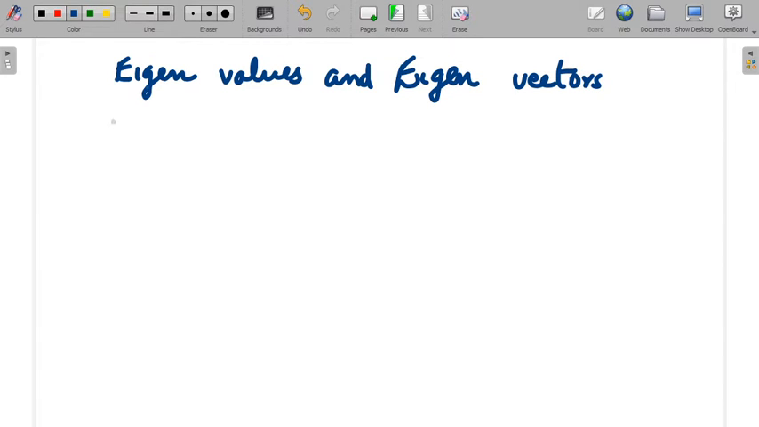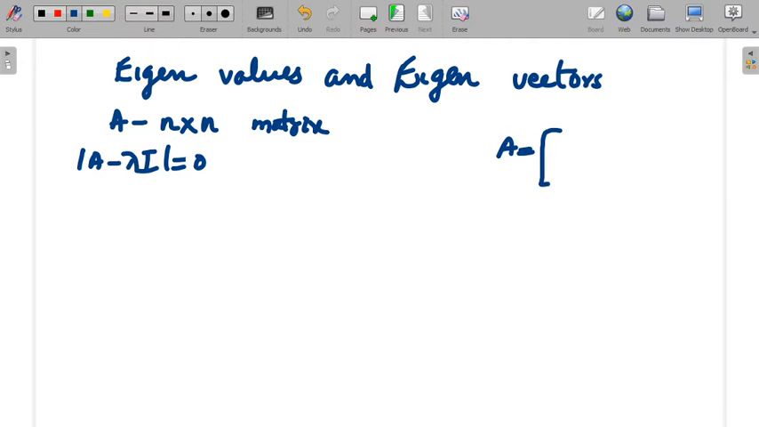So suppose A is a square matrix of order n. Then if you find determinant A minus lambda I equal to 0, this will be an nth degree equation in lambda. For example, suppose A is equal to the matrix 1 minus 2, minus 5 4.